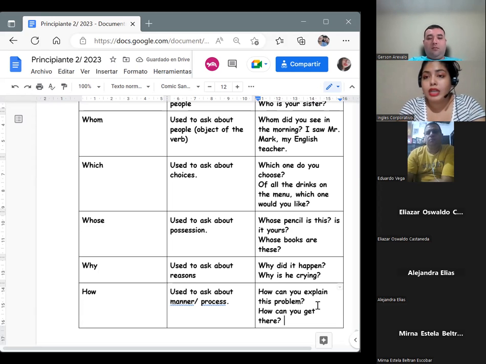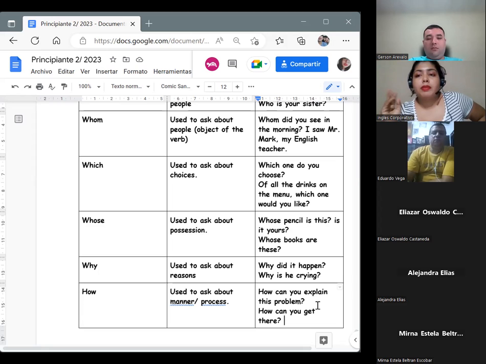Podemos dar direcciones para poder llegar a un lugar. So we have 9 different WH words. There are more, but we are going to use these 9 because in the how, we can have more words adding another thing, and we can have more specific information. En este caso, en el how, nosotros tenemos como más opciones para ser mucho más específico.